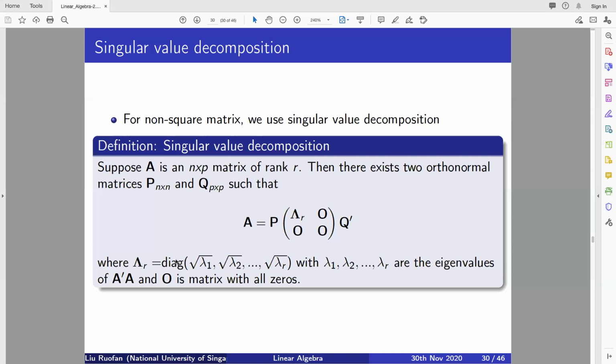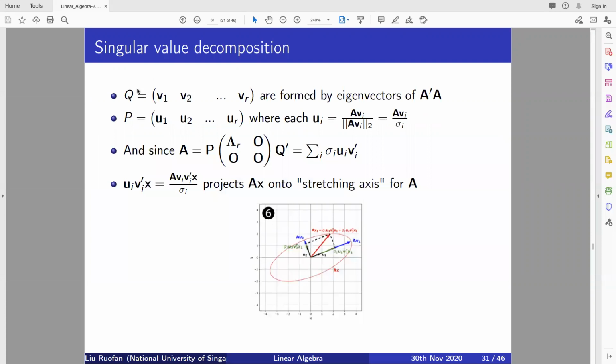And then we take the square root to form this lambda R matrix. And O is a matrix with all zeros. And now the left-hand side matrix P and the right-hand side matrix Q are no longer identical. What is P and what is Q? Q is formed by the eigenvectors of A transpose A and P is formed by a set of column vectors where each column vector is equal to the normalized version of Avi. Remember that Avi is just our stretching axis.